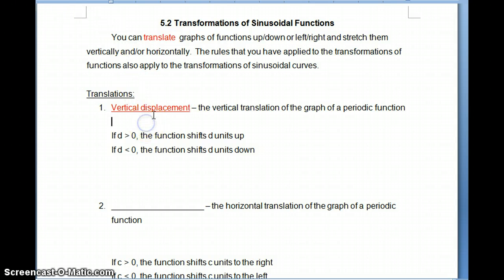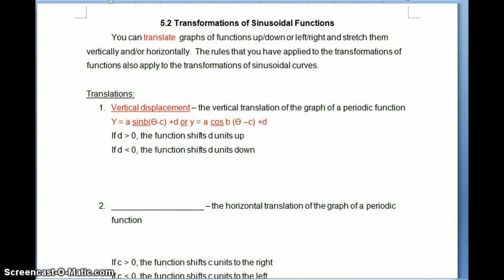If you recall, we have our standard functions for sine and cosine. Here we have y equals a times the sine of b times theta minus c, plus d. And for cosine, we have y equals a times cos of b times theta minus c, plus d.